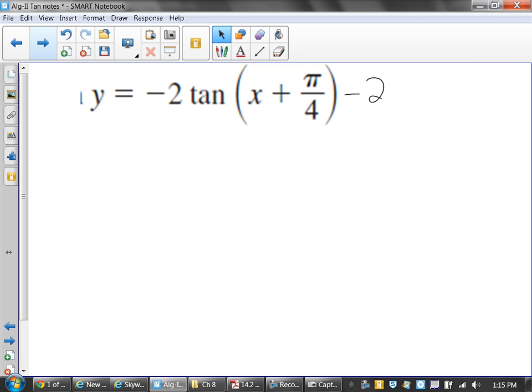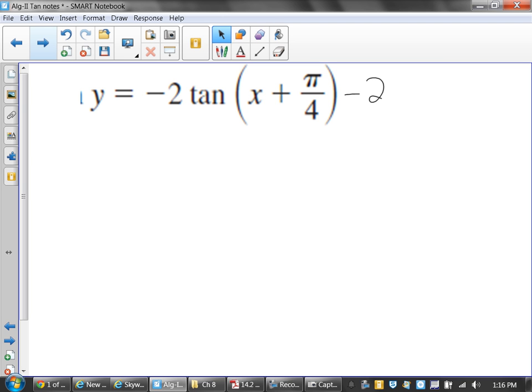I'll put in a K. So y equals negative 2 tangent times the quantity x plus pi over 4 minus 2. Now I have an h and a k. I treat the h's and the k's identically like I did with sines and cosines.